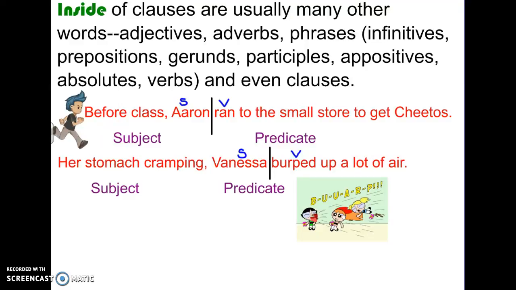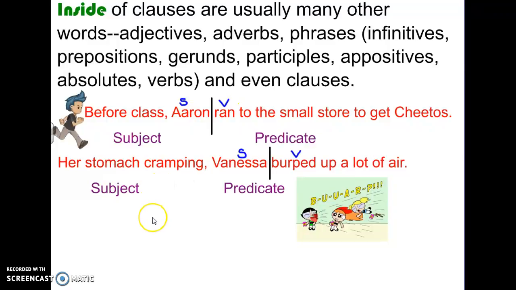So for example, if you take this again, before class, Aaron ran to the small store to get Cheetos. Now I've added the prepositional phrase before class, I've added to the small store, which is a prepositional phrase, and I've added to get Cheetos, but all you really need to know is that those groups of words are acting like adjectives and adverbs to support the subject and the verb.